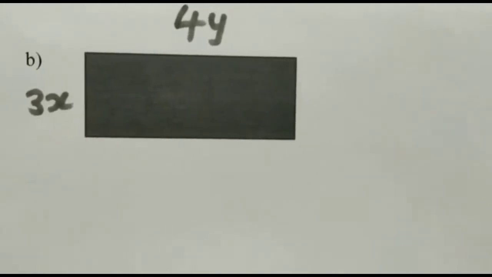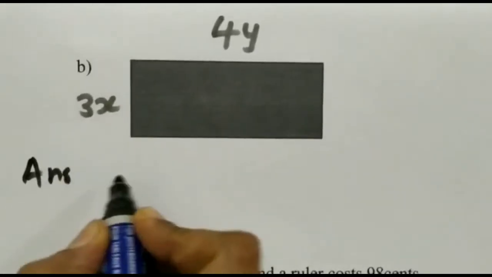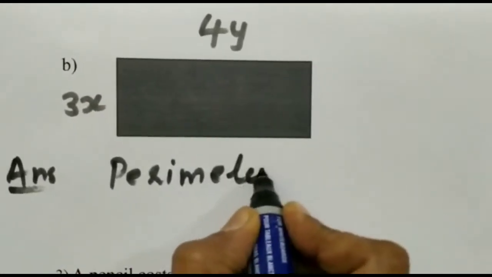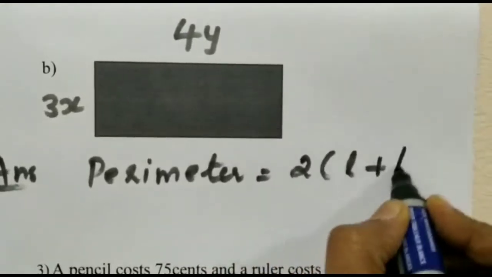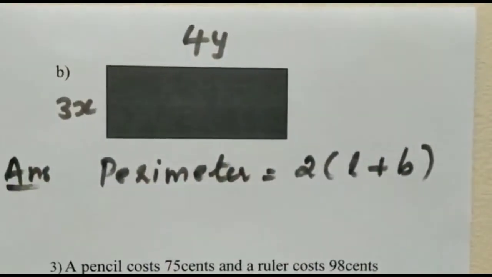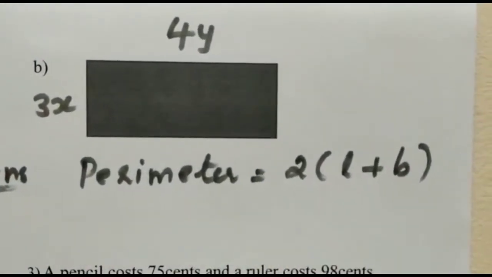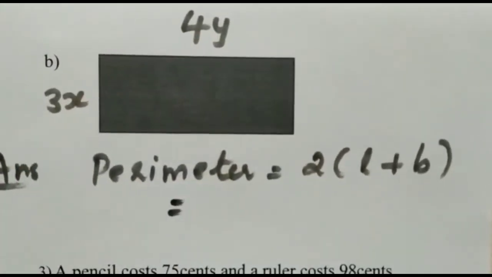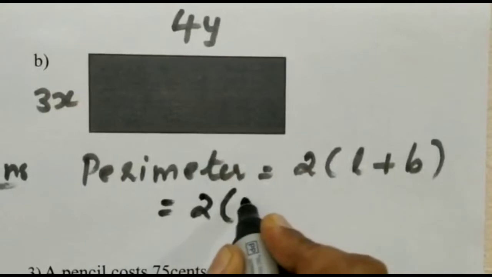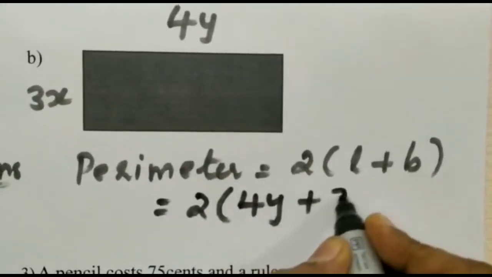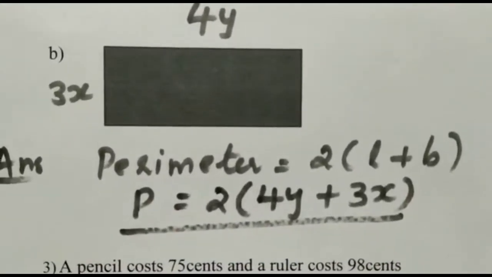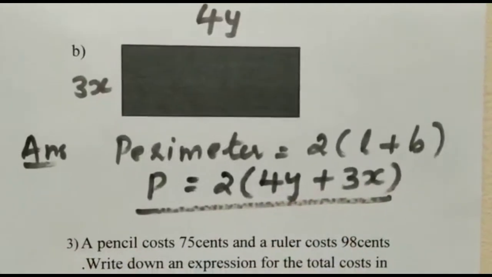Second example for perimeter: the question is for a rectangle. Perimeter of the rectangle, you know the formula: 2 into (L plus B). 2 times length and 2 times breadth, the length around the figure. L is the length and B is the breadth. Here the length is given as 4y and the breadth is given as 3x. So just substitute: 2(4y plus 3x). This is the perimeter expression. You cannot add this because both are different variables.